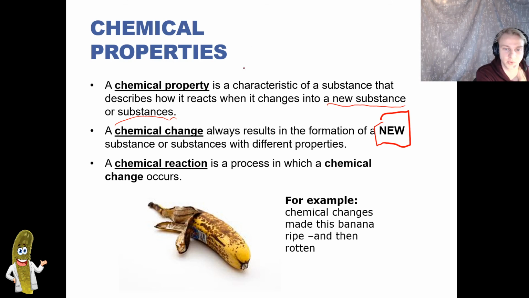What actually happens with bananas and other fruits when they start to rot is something called oxidation. And so that's where oxygen comes in, and oxygen reacts with the peel or reacts with the potassium found in the banana and causes it to age. Your body is also experiencing oxidation.